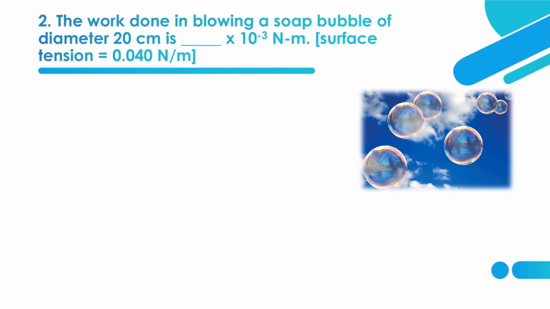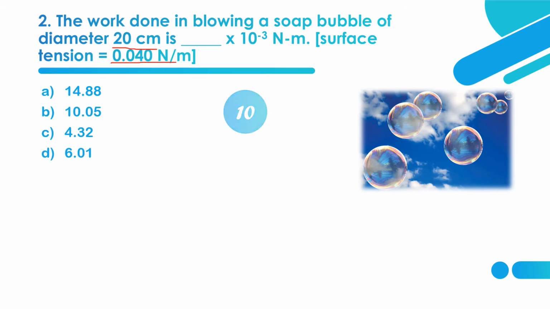The work done in blowing a soap bubble of diameter 20 centimeter is how much, in terms of into 10 power minus 3 Newton meter? Assume surface tension as 0.040 Newton per meter. This problem is completely based on surface tension, and they have given a soap bubble. So how to calculate the work done? By using the pressure value, they have to calculate the pressure inside the soap bubble. So option B is the correct one. Now let's see how it's calculated.